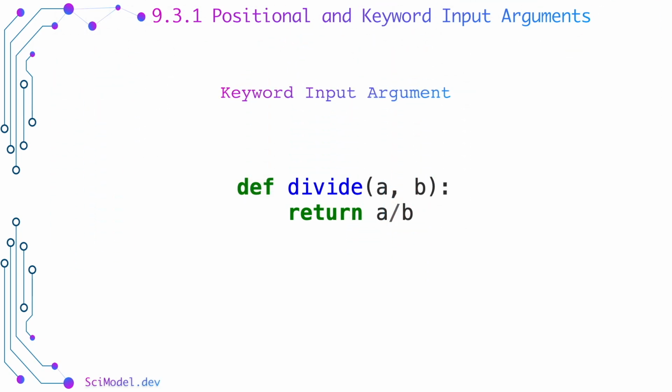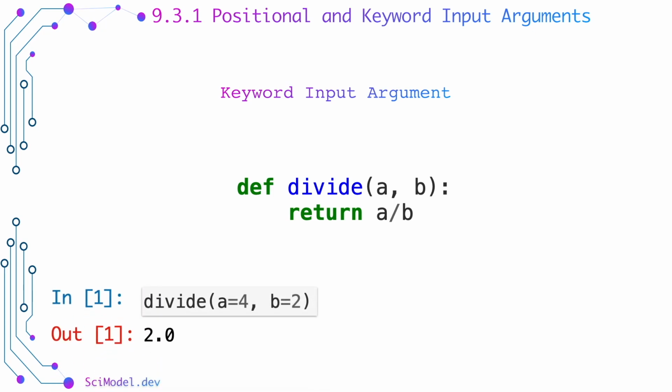Now, when you have a large code and potentially more function input arguments, it is difficult to remember how to place the order of parameters to match the intended order of the input arguments. In this case, you can use the keyword input argument technique. So, let us see how to use the keyword arguments technique and apply it to the same divide function we already created.